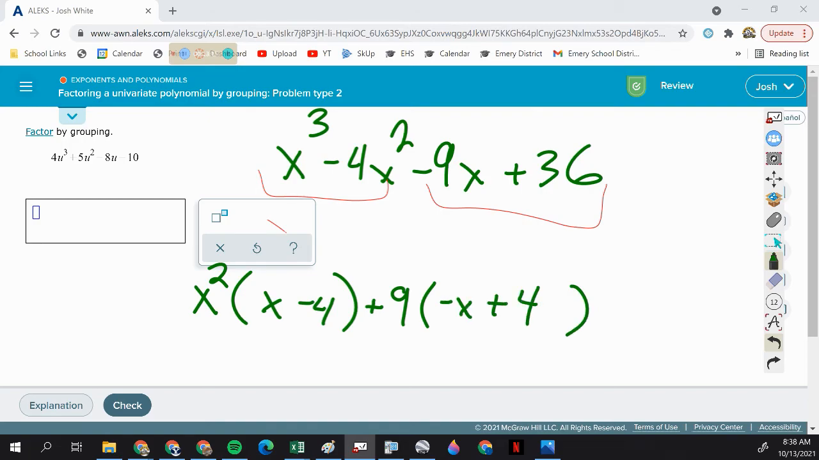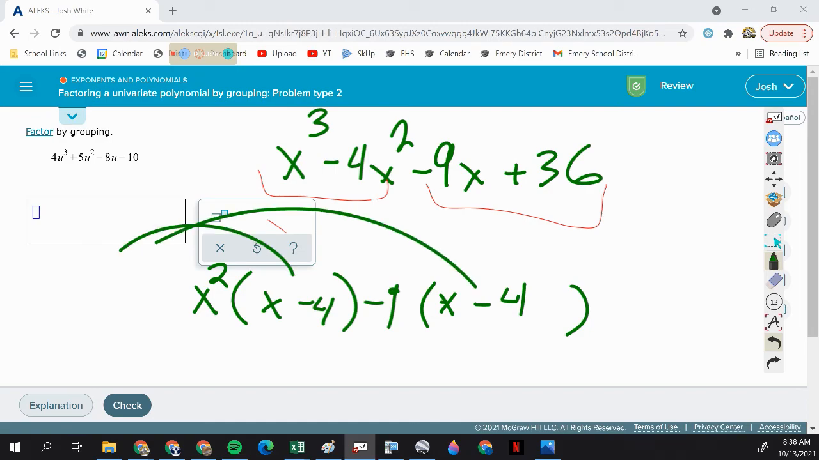Do my two parentheses match? No. Can I make them match? Yes. What do I need to do? Instead of pulling out 9, let's pull out negative 9, and that would change it to x minus 4. Okay, that might happen to you. So let's yank out the x minus 4, and I'm left with x squared minus 9.